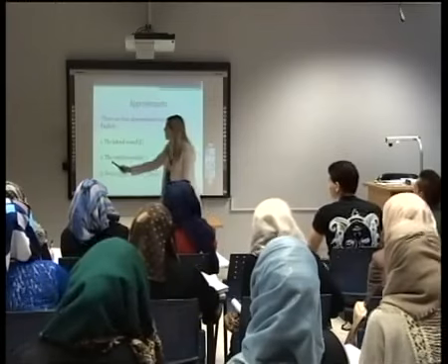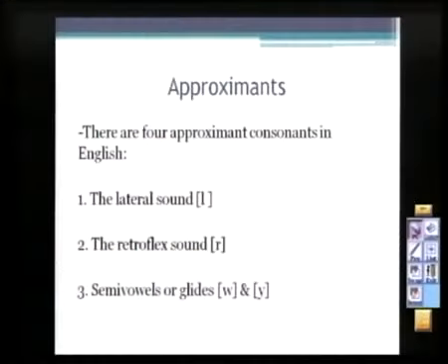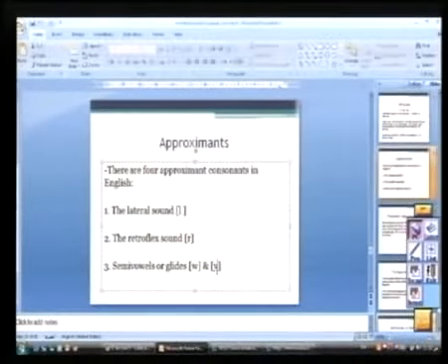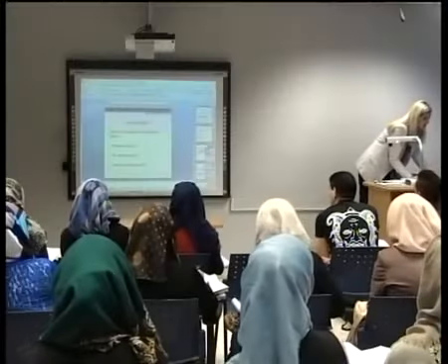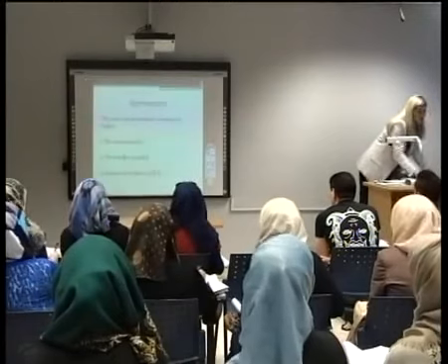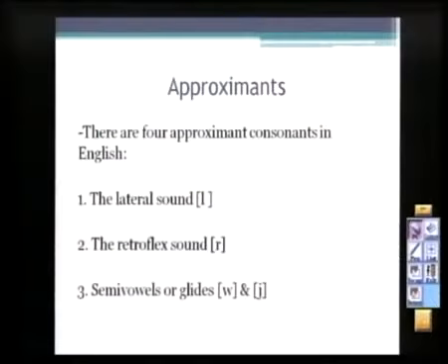Number two, the retroflex sound ra. We're going to see why it is called retroflex. And then you have number three, semivowels or glides. You have the sound wa, and this symbol is not the symbol for ya. We're not going to use this symbol. This is the symbol for ya, according to the IPA.